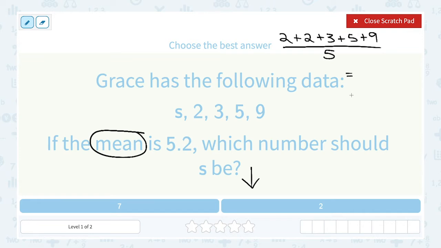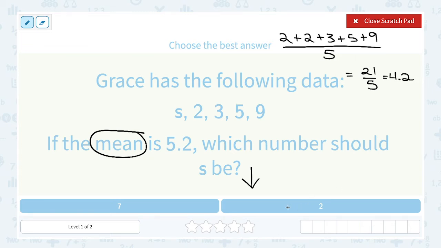So 2 plus 2 plus 3 plus 5 plus 9. Okay, that gives me 21. When I divide that by 5, I only have 4.2. So that was a little bit too small.